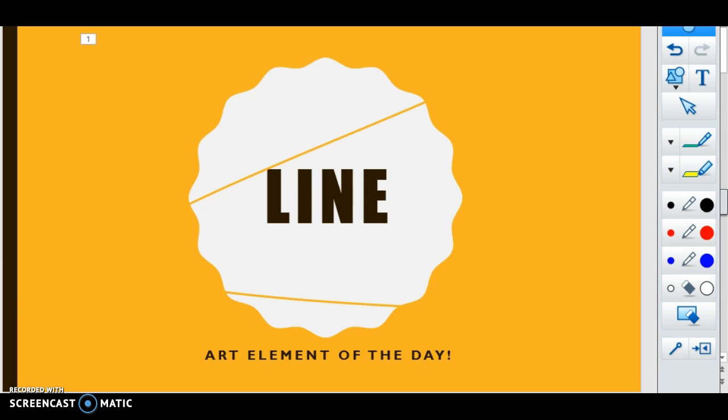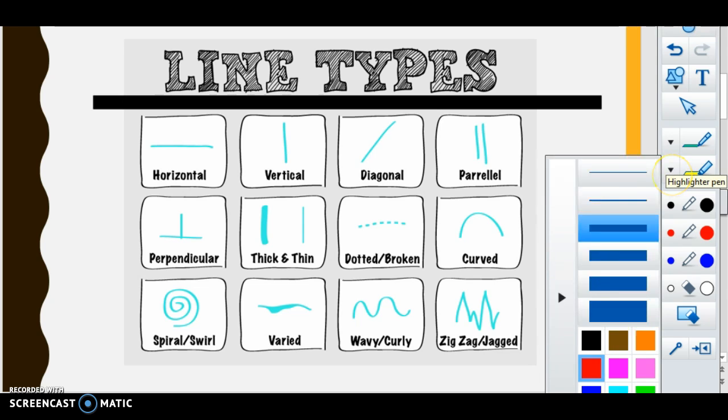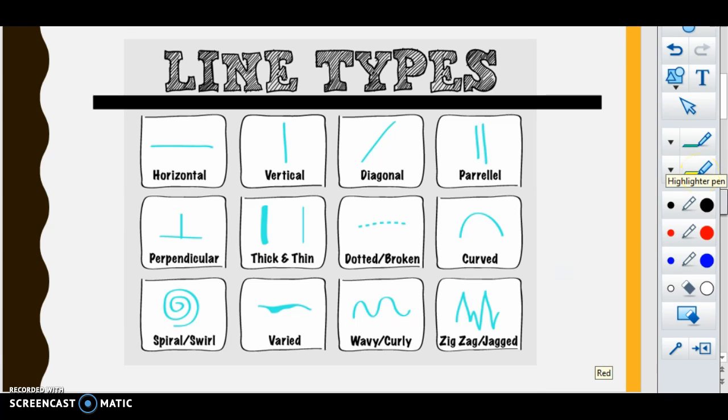Now, first, let's start off with the different line types that artists can actually use. I'm just going to get my pen ready here so that I can demonstrate these different line types. So first, let's start with the horizontal line. Horizontal just means side by side, flat, going left to right. Vertical is the opposite. It's up and down, still straight, where a diagonal line is completely different direction. It's not going side by side or up and down. It's kind of going in a completely different direction, almost like a slanted direction.